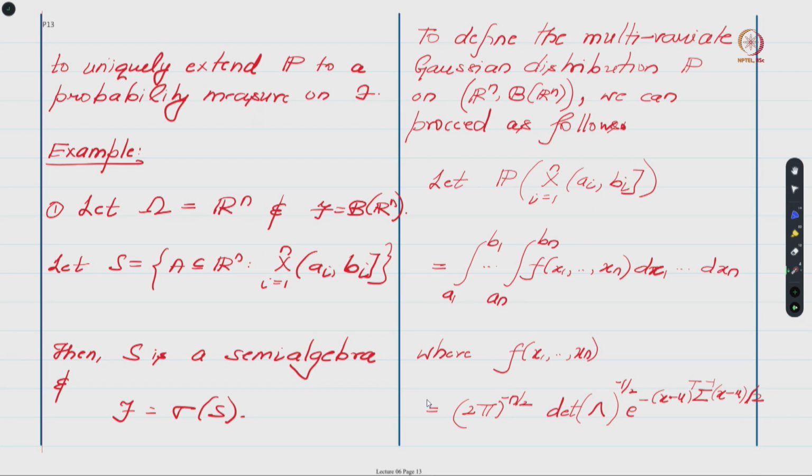If you look at any textbook which talks about the multivariate Gaussian distribution, you can see that there is some little f which has this form. So you can do this integration, where a1 to b1 comes from the first interval, a2 to b2 comes from the second interval, and so on, and finally you end up with an to bn. You look at this joint integral, and you use it to define the probability of this Cartesian product. However, as I told you, in the probability space this probability measure should assign a value to every element in the sigma field.